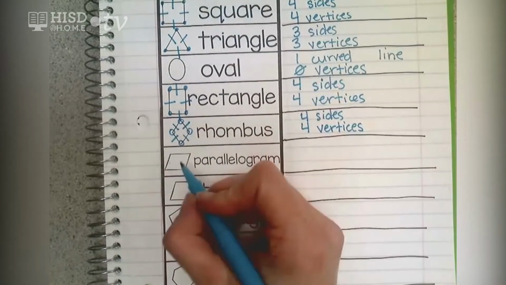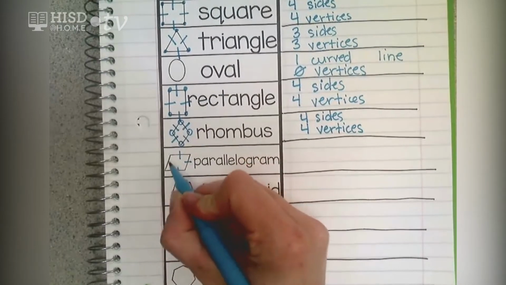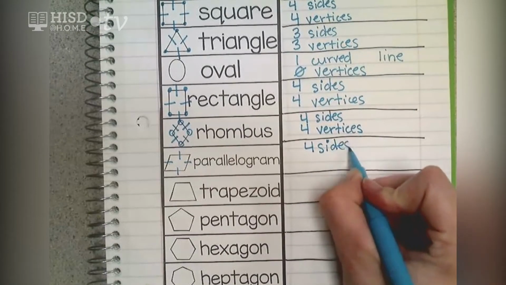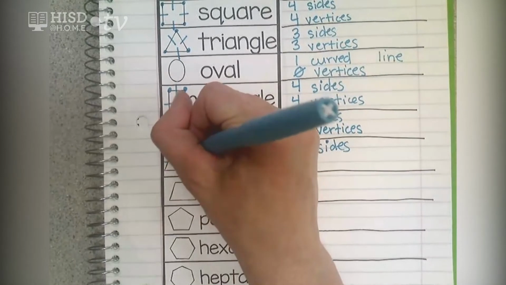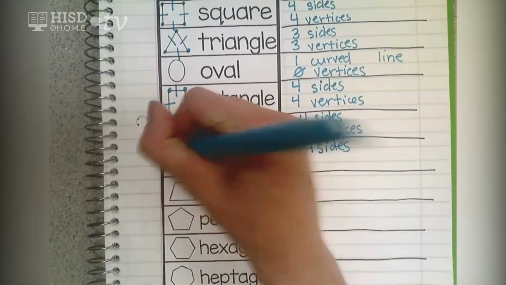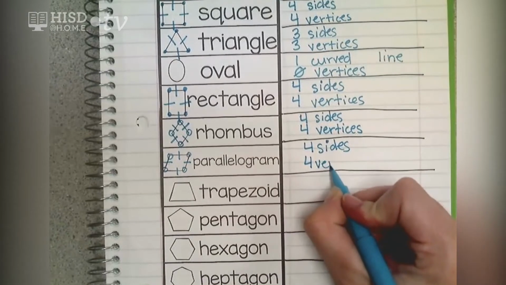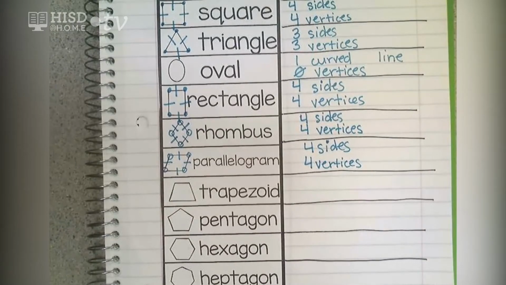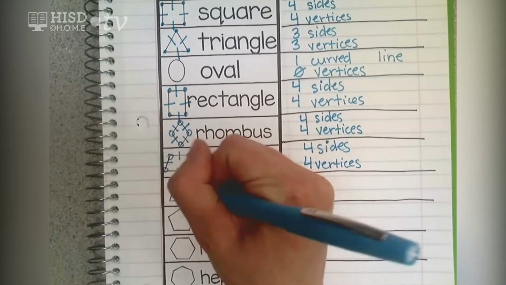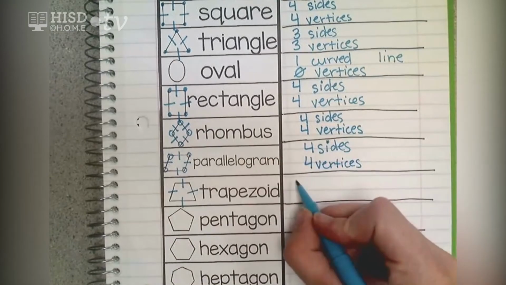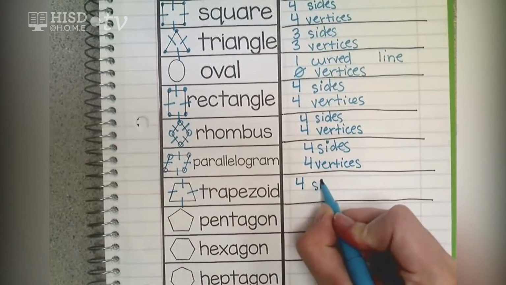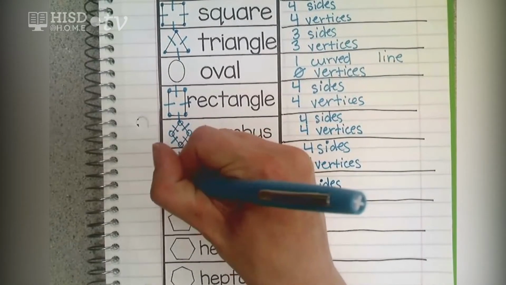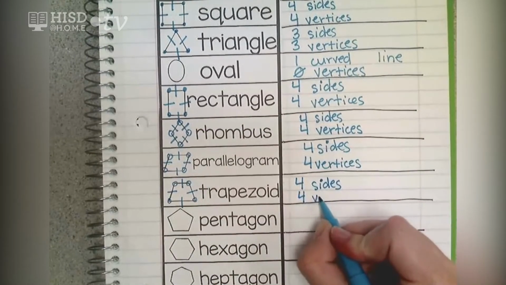Okay, let's count our parallelogram. 1, 2, 3, 4. We have 4 sides or straight lines, and 1, 2, 3, 4 vertices. All right, a trapezoid. 1, 2, 3, 4. 4 sides, straight lines, and 1, 2, 3, 4 vertices.